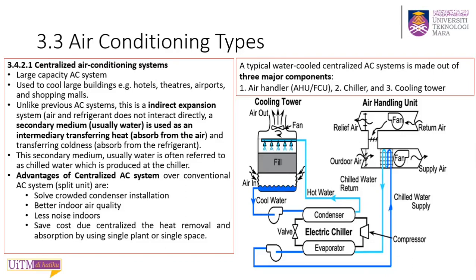There are several advantages when using a centralized air conditioning system compared to split unit air conditioning systems. Number one, it can solve for crowded condensers as most of the main components are placed inside a plant room. Number two, it provides better indoor air quality because it involves the mixing of air streams for return and outside air.